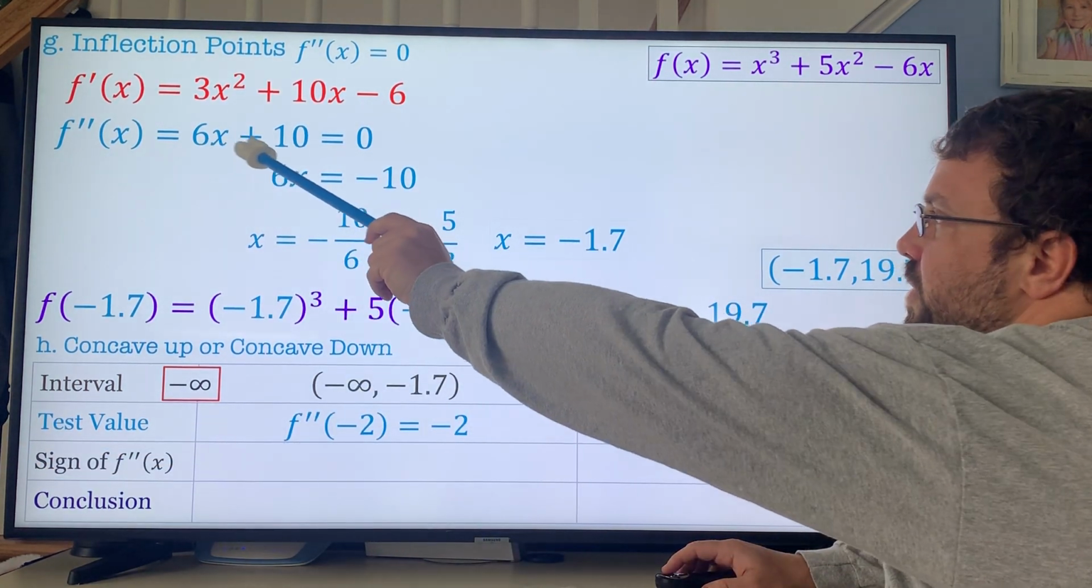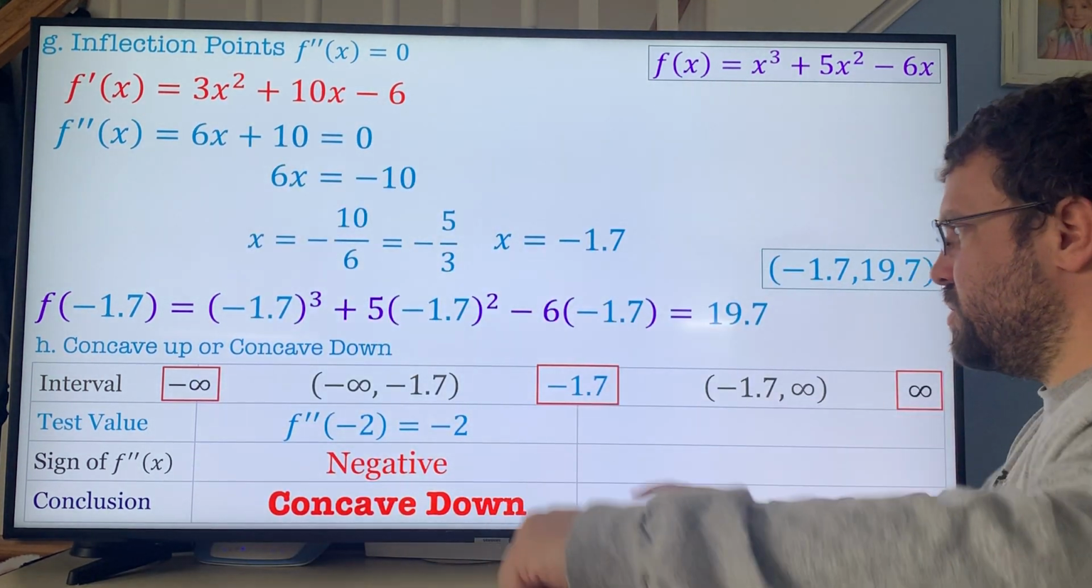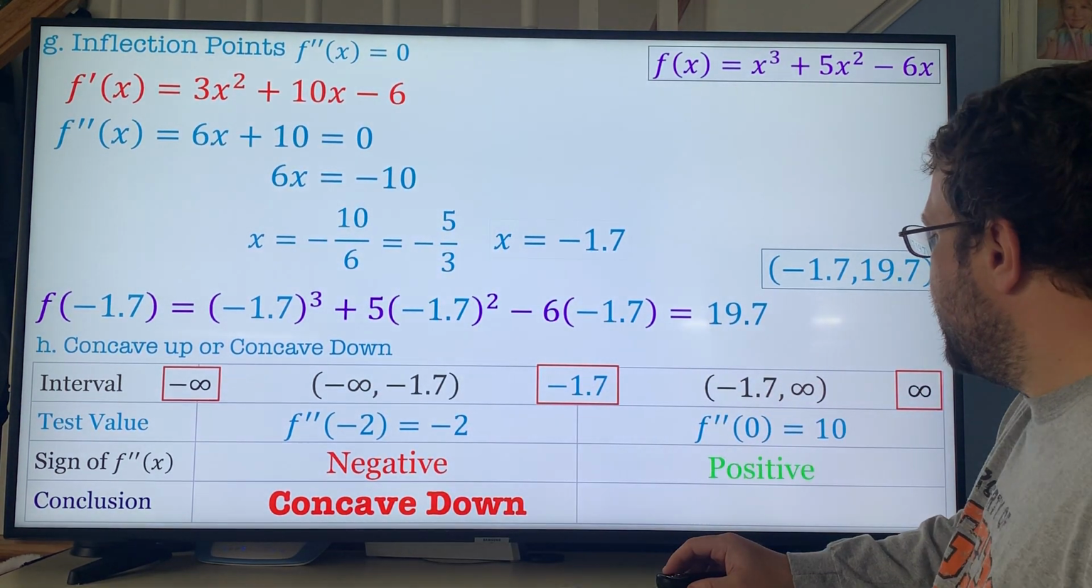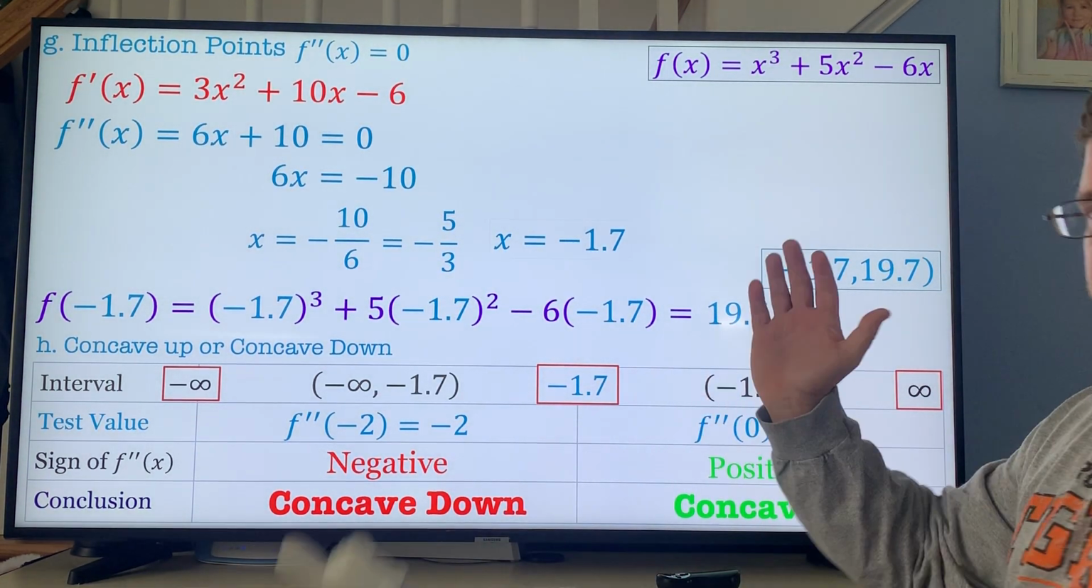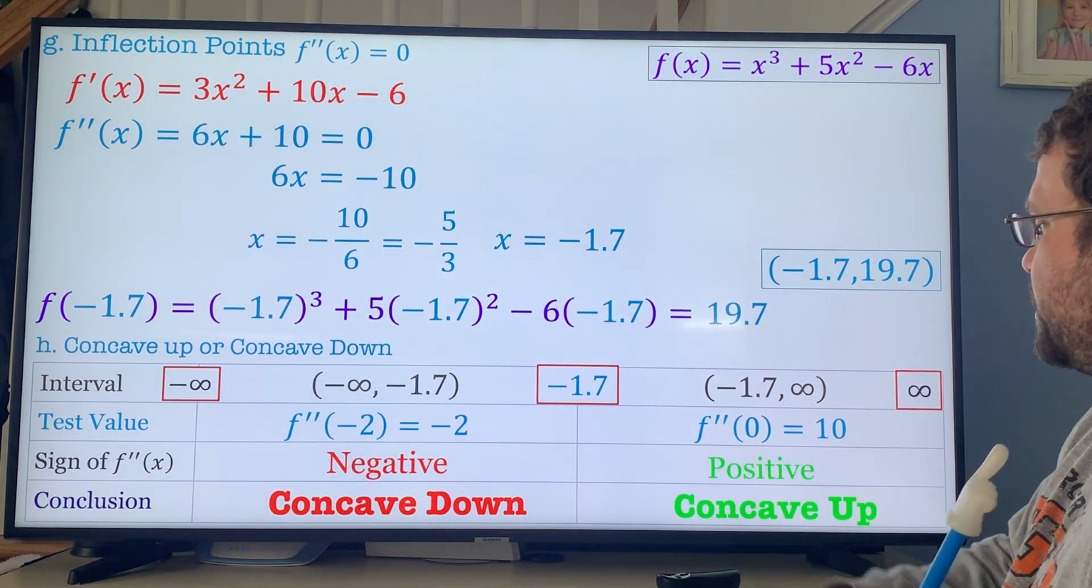Plug in -2: -12 plus 10 is -2. Negative means concave down. Take a number here. I always love 0. 0 plus 10 is 10, and that's a positive number, concave up. So you've got concave down, concave up. There's your -1.7. Got it?